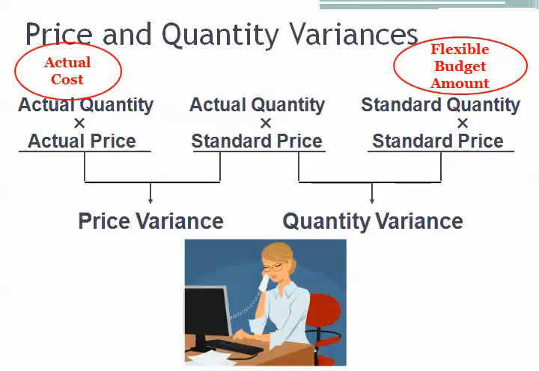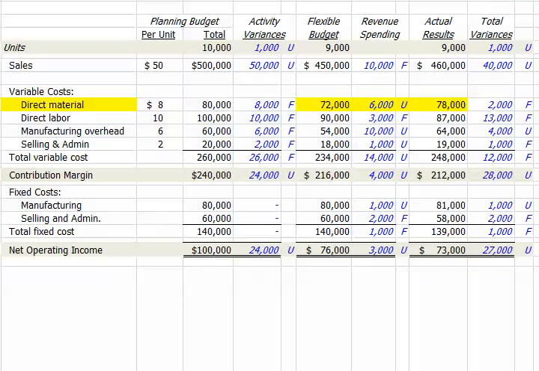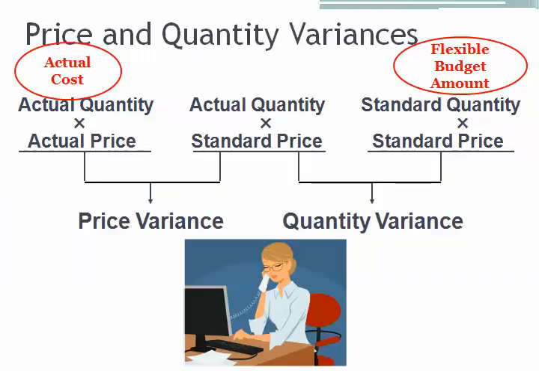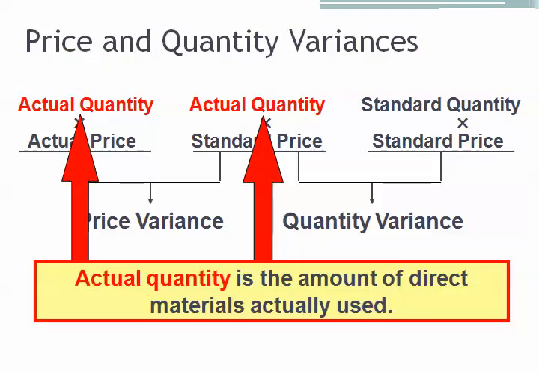In terms of vocabulary and setup, notice we are now going to call our flexible budget amounts standard quantities and standard prices, or standards. Again, standards are just what we budgeted on a per unit basis. In calculating the difference between our actual results of $78,000 and our flexible budget amount of $72,000, we're going to do a little bit of a flip. Notice we're putting the actual amounts on the left-hand side now and our flexible budget amount, or standard amounts, on the right-hand side. Our calculations are rather straightforward.